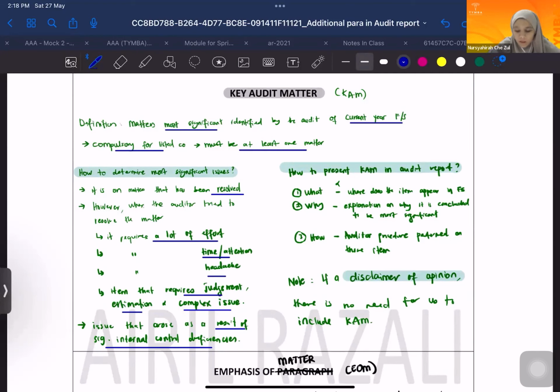Remember these three. I think it's supposed to be four. What, and where. What is it? What account is it? Is it revenue? Is it trade receivable? Number two is where. Where is basically, where does the item appear in the FS? Is it in note number 12, or note number 24, or note number 25?